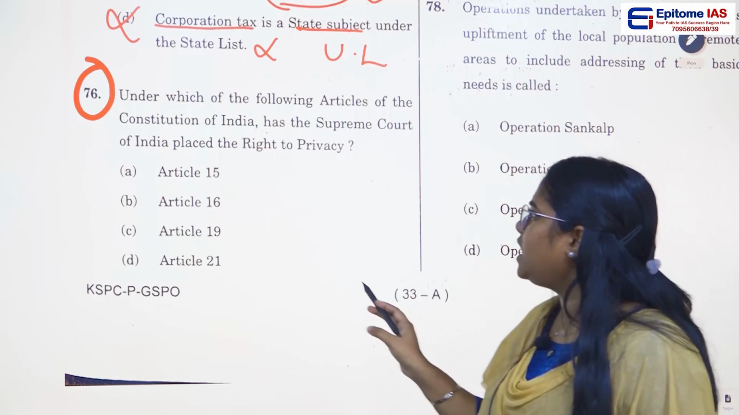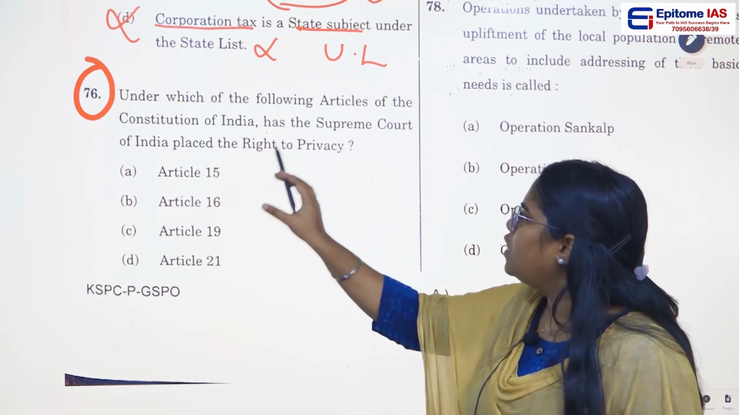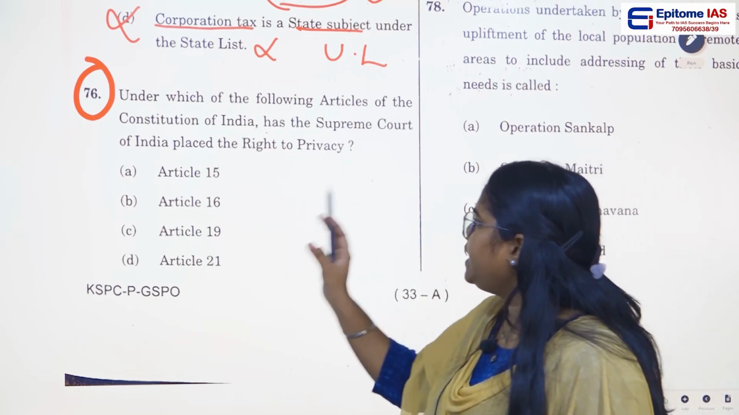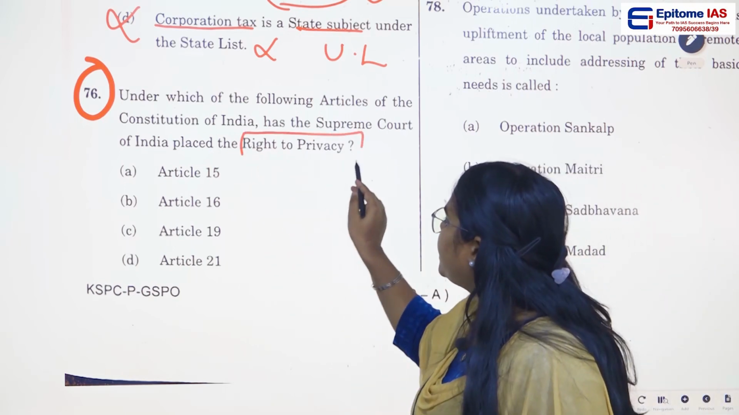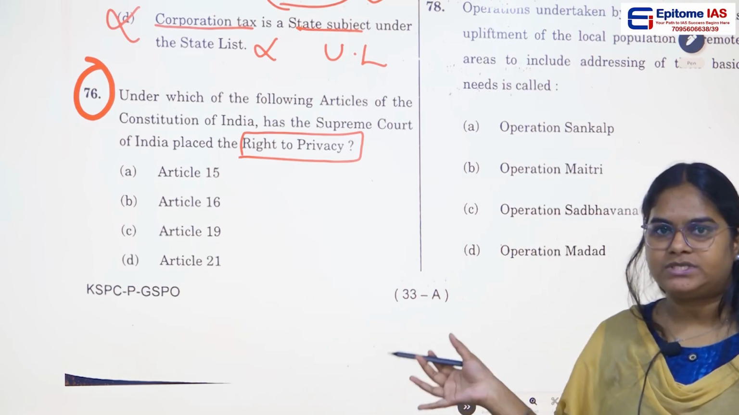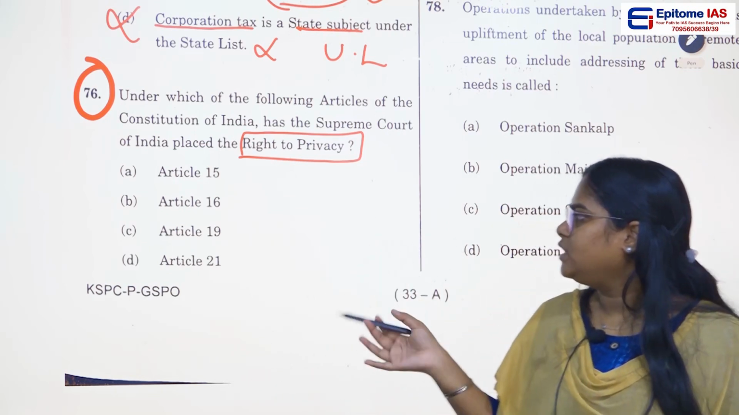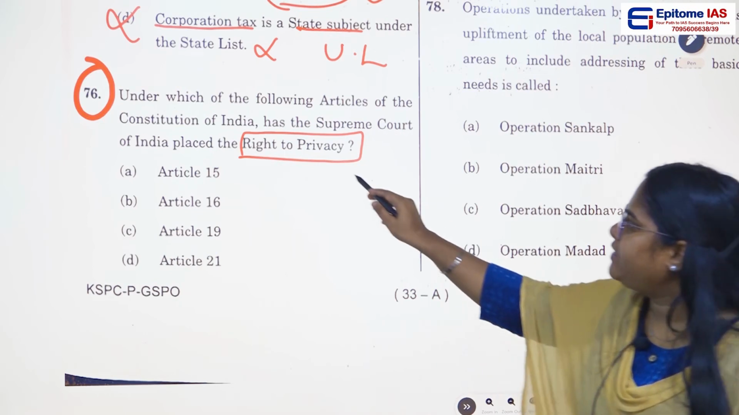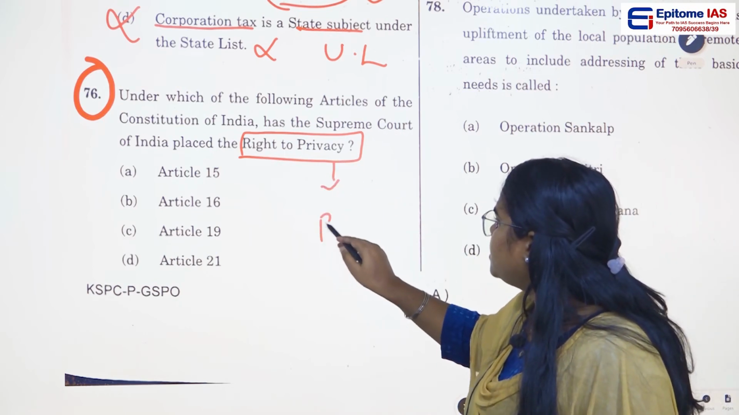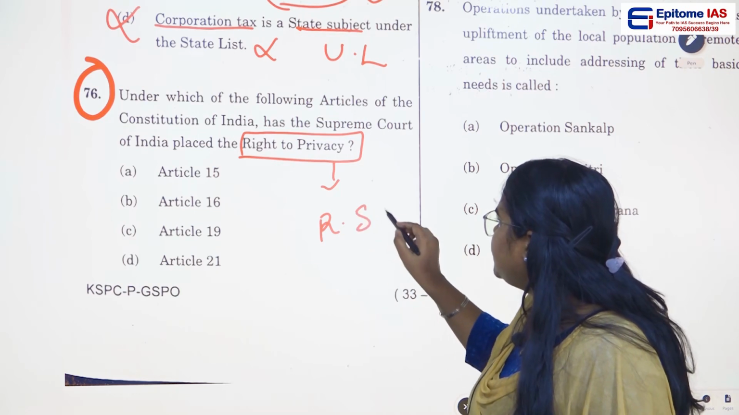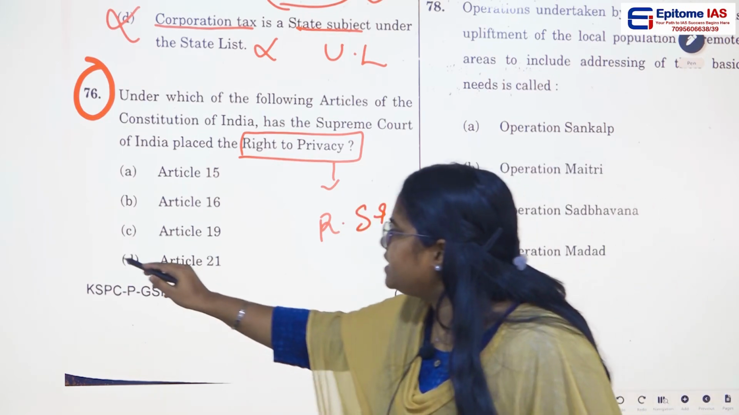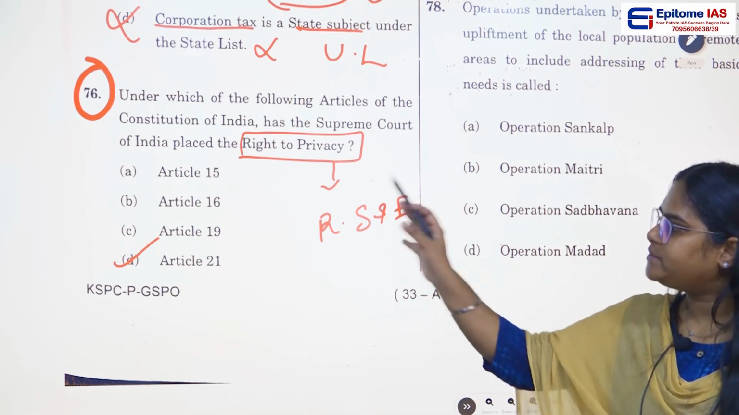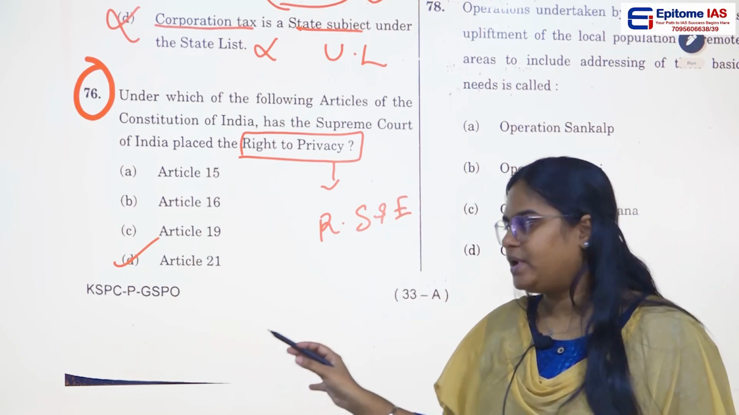So the next question, under which of the following articles of the Constitution of India has the Supreme Court of India placed the right to privacy? This is a very basic question. We have already solved this type of question in one of the PYQ series. The right to privacy is part of the right to life and personal liberty, which is part of Article 21 of the Indian Constitution. So the correct answer is option D, Article 21.